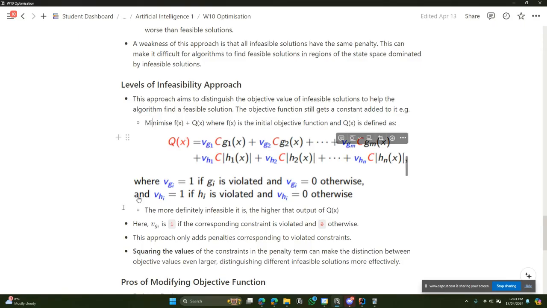Ollie says, are g subscript i just constraints with an inequality greater than or equal to zero, and h of j where they must be equal to zero?